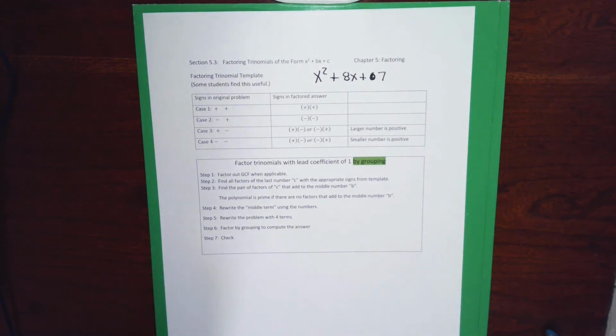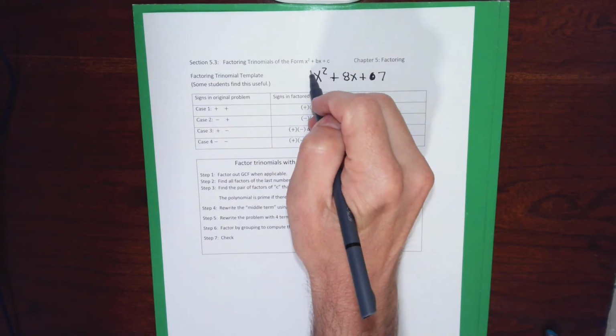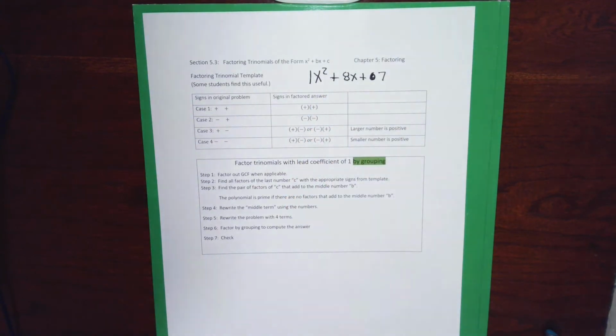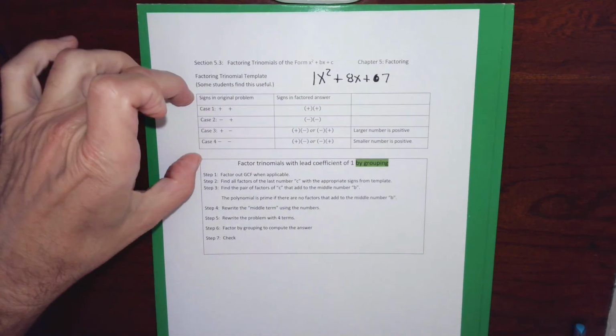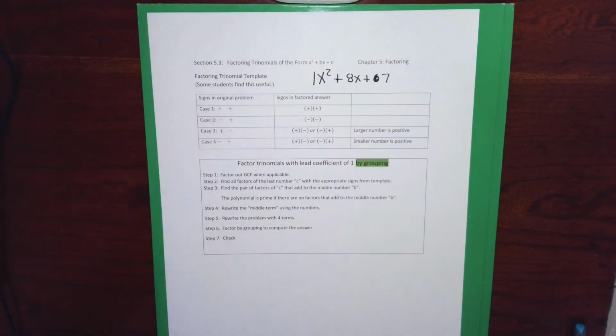Not that that matters. The kinds of problems we're going to factor in this section have three terms, and the coefficient of the first term is a 1. And that's going to make this easier than the next section. We're going to learn two different ways to factor the problems in this section. Both of the ways are going to be dependent on this template.